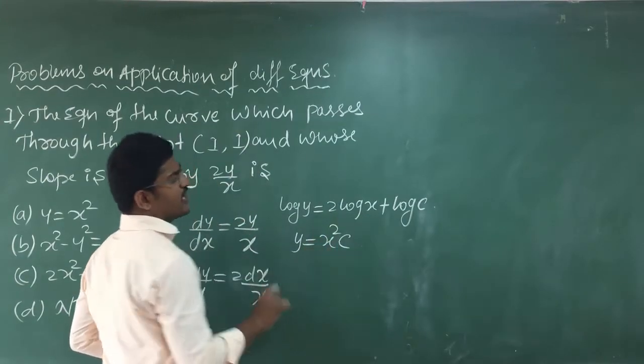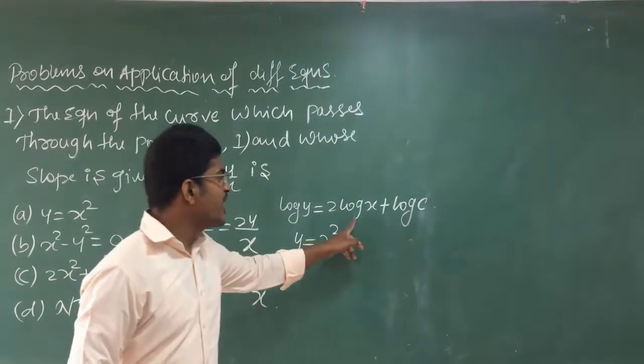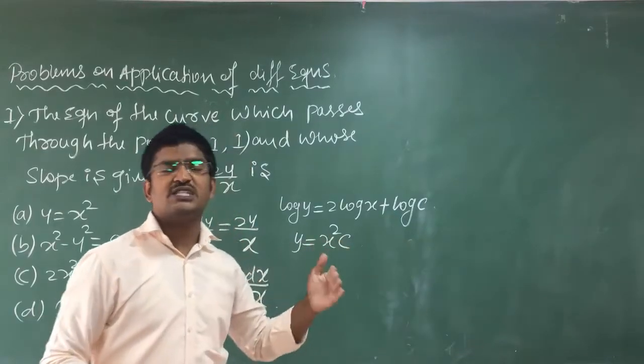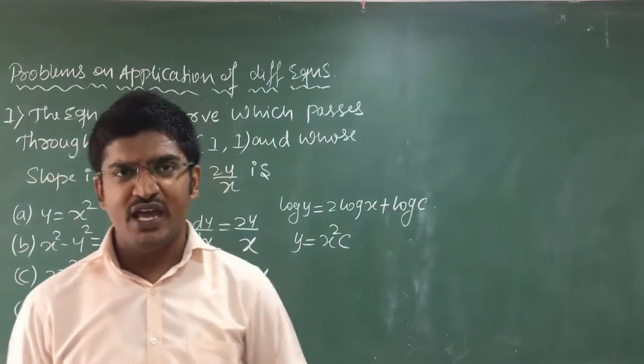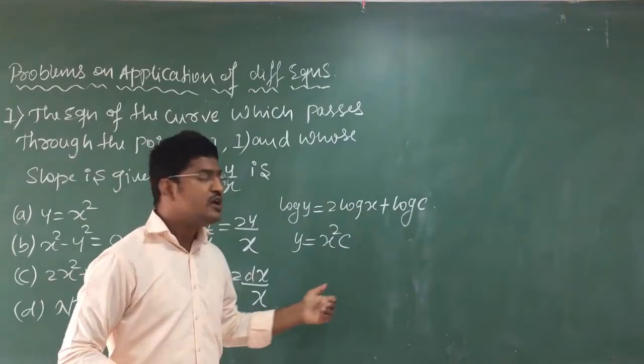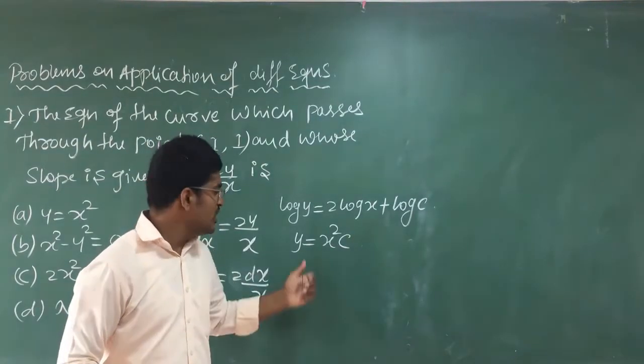So now it can be written as y equal to x square into c. 2 log x can be written as log x square. So log x plus log y means log of x into y. So that rule I am going to use here. So it will be x square into c equal to y.